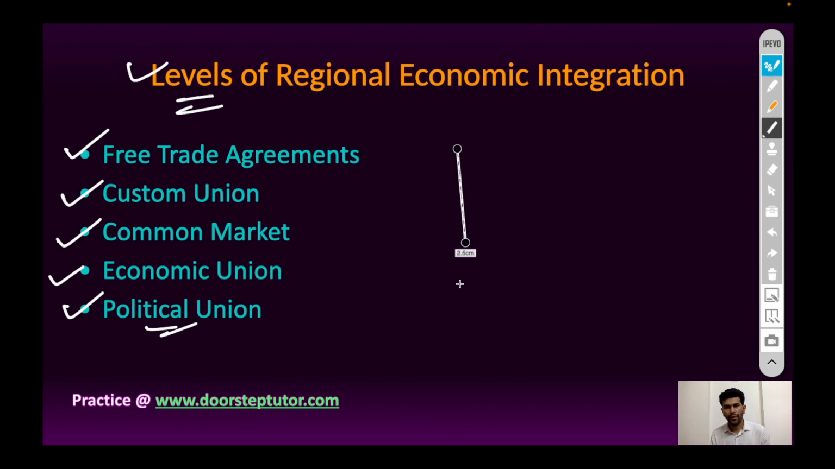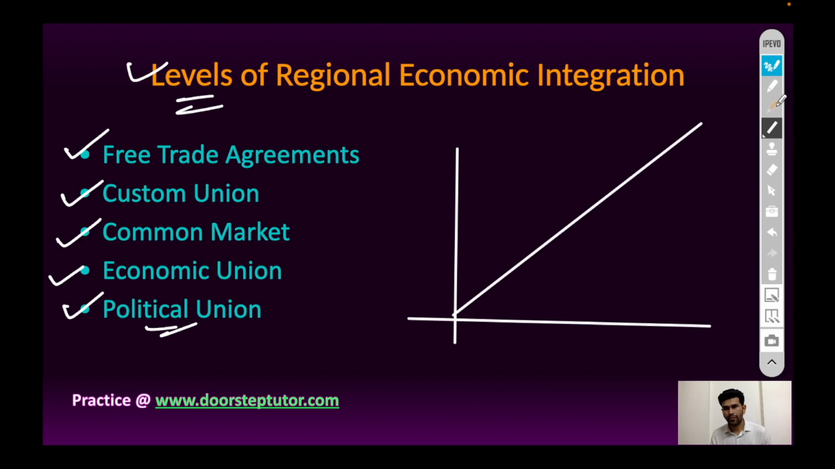So we can say the first level of economic integration is free trade agreement. Second level is customs union, then common market, economic union, and lastly political union.